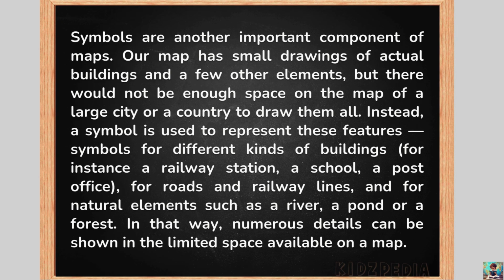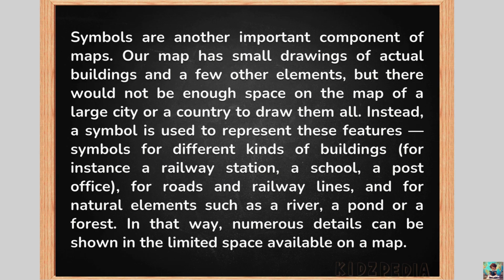Symbols are another important component of maps. Our map has small drawings of actual buildings and a few other elements. But there would not be enough space on the map of a large city or a country to draw them all. Instead, a symbol is used to represent these features. Symbols for different kinds of buildings, for instance, a railway station, a school, a post office. For roads and railway lines, and for natural elements such as a river, a pond or a forest.